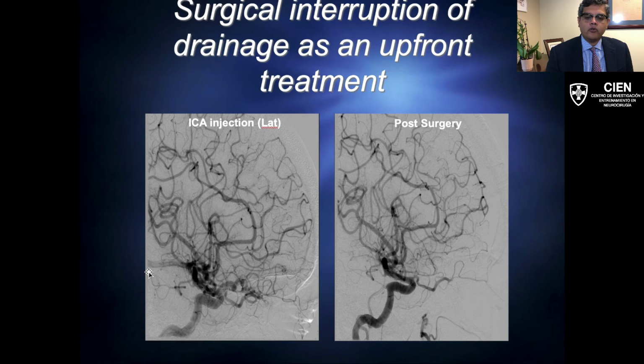The problem with that is it's very tortuous to get all the way up there. There's some risk to navigating your catheter and wire through all those venous channels. So here we elected to do an anterior cranial fossa craniotomy and just ligate the vein as it came out of the cribriform plate. And you can see how the fistula is completely obliterated.